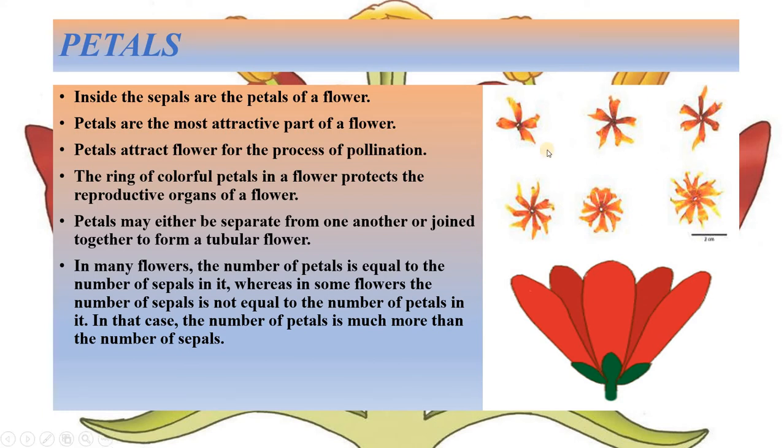Okay. So here you see these are the different shapes and sizes. This is the most attractive part of a flower. And one more piece of information I want to give you is that the other name of petal is corolla. Corolla, C-O-R-O-L-L-A, corolla.